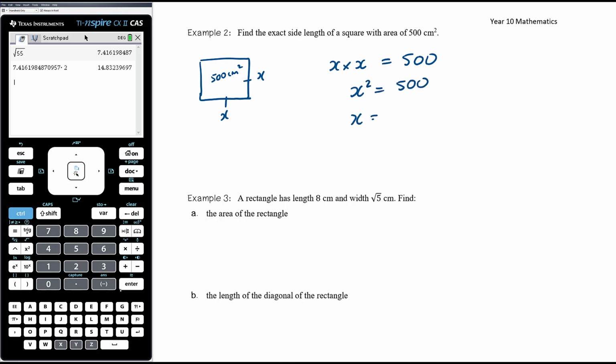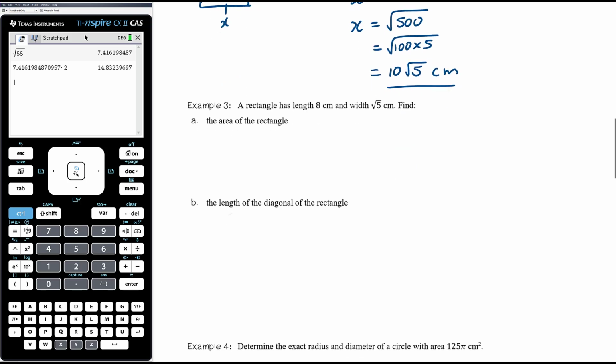And so therefore x must be the square root of 500, which is not in simplest form because 500 is 100 times 5 and 100 is a square number, and so that is 10 root 5. Now again, x was the side length of the square, the units of area were in centimetres squared, and so the length must be in centimetres.